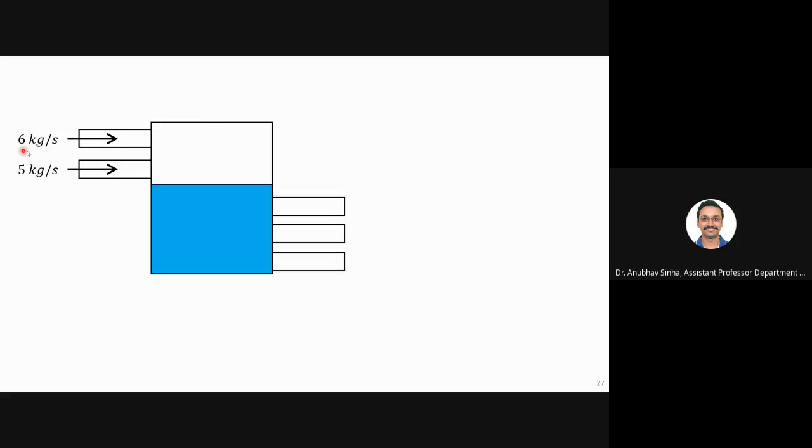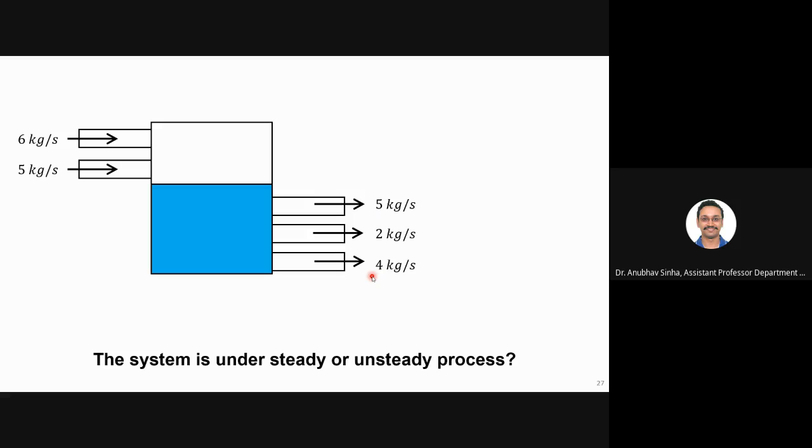For the inlet, let's say it has 6 and 5 kilograms per second. This is the rate of water which is pumped in. So we have 2 pumps. One is sending water at 6 kilograms per second, and one is sending 5 kilograms per second. Now let us talk about the outlet. These are the flow rates from the outlet. This is connected to a tap, you open all the taps, and this is what is coming out. Now the question is whether this process is steady or unsteady.